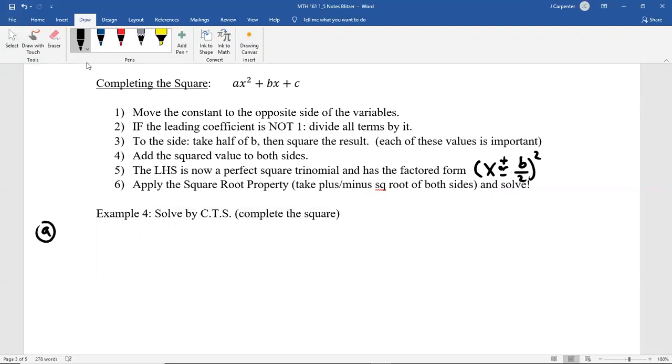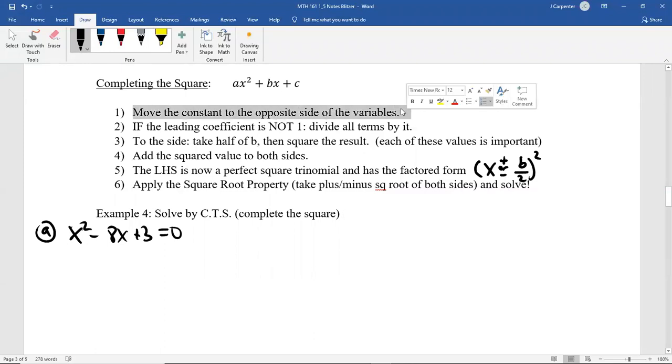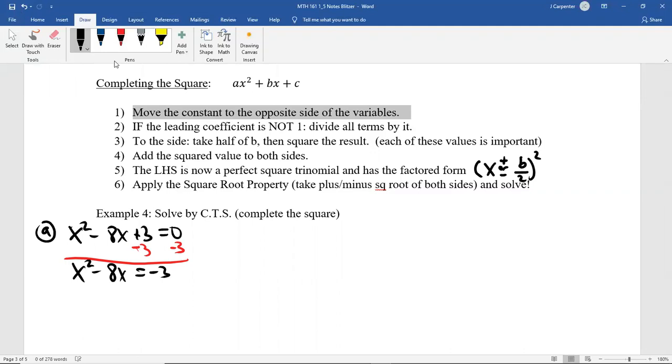All right, rambling over, let's do x squared minus 8x plus 3 equals 0. Okay, so the idea of completing the square is that the constant has to be on the opposite side of the variables. So the first thing you're going to have to do is subtract 3 on both sides, which will give us x squared minus 8x is equal to negative 3.